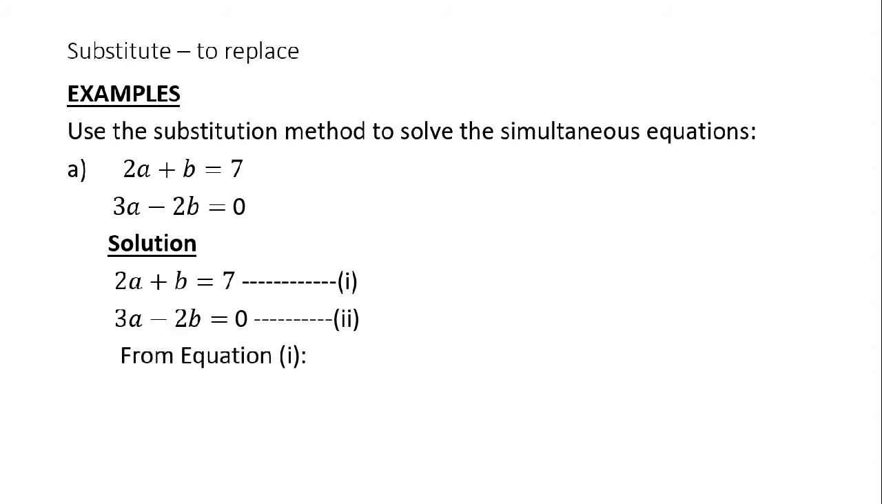And then from equation 1, we are going to make b the subject of the formula. When we make b the subject of the formula, we are going to call that one equation 3. So what we are going to do is to transpose the 2a. Take it to the right, it will become a negative. So our b will be equal to 7 minus 2a.